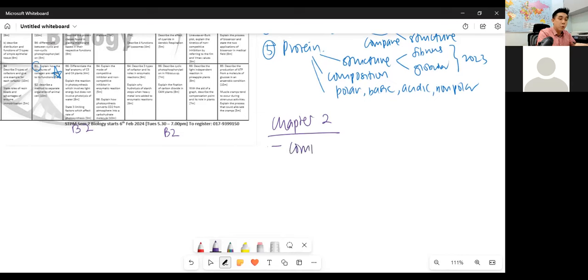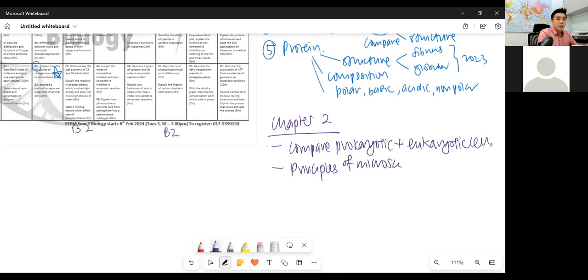So guys, at the start, you must know how to compare prokaryotic and eukaryotic cell. Next, principles of microscope, don't take for granted. Microscope got light microscope, electron microscope, phase contrast microscope. You have to know basic principles, meaning how does it work exactly? What does the condenser do? It focuses the light on the specimen. Then the objective lens, and so on and so forth. Guys, after you have covered this, make sure.